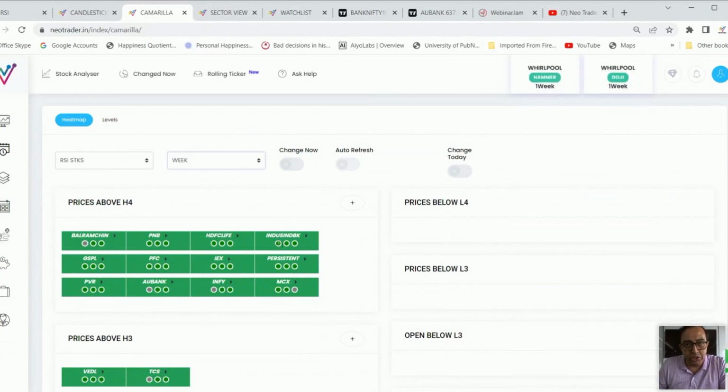These are RSI stocks which are above Camarilla pivot. Some are on weekly and some are on monthly. The ones which are on weekly can be good for intraday. Some which are also above on monthly, like PNB, HDFC Life, IndusInd Bank, they are above in the monthly also, so they can be taken for multi-day. That's how you can shortlist.